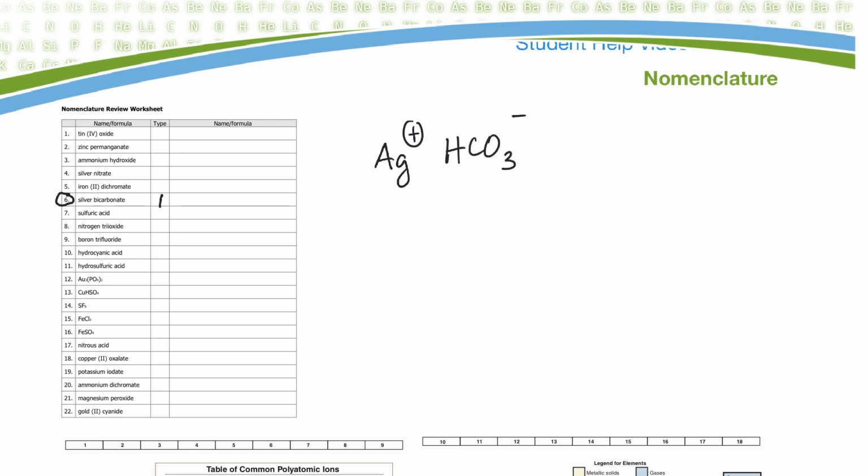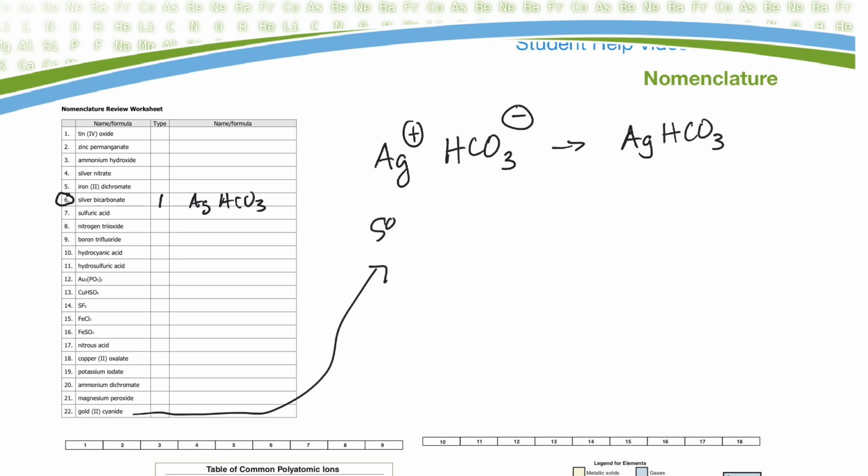Since both charges match, 1 plus and a 1 minus, I don't need to do any other fixing of the charges. So the formula for that will just be AgHCO3. Okay, so AgHCO3.